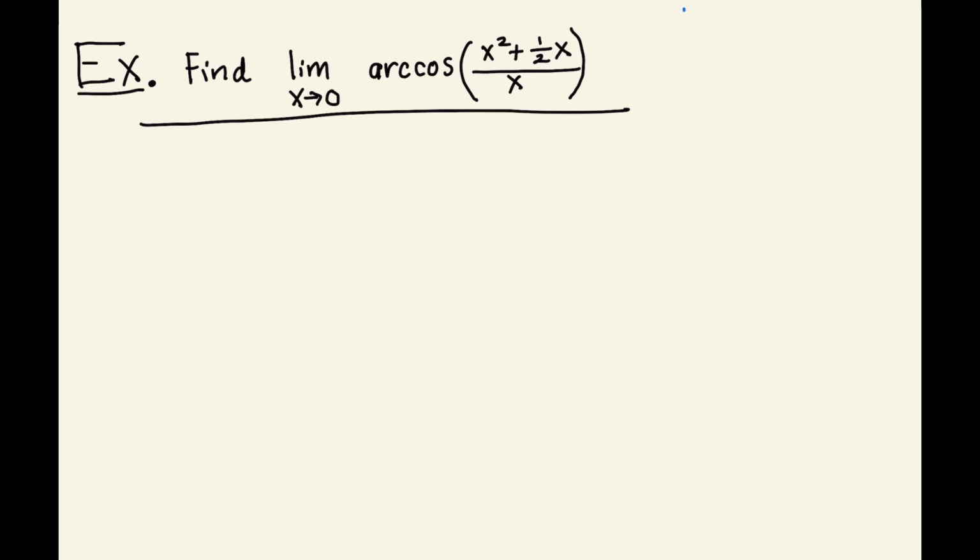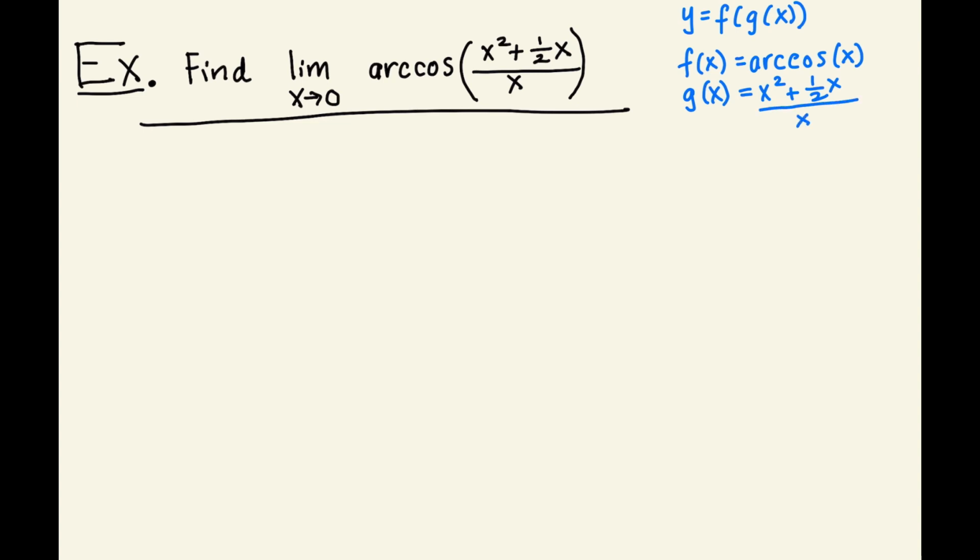In other words, we have that y is equal to f of g of x, and the outside function is arc cosine of x, and my inside function is (x squared plus 1/2 x) over x. So this is what we call a composition of two functions. That's a very important thing to notice because in section 2.5 of our text, we are given some theorems that give us an idea about how to calculate such limits, and these involve continuity.